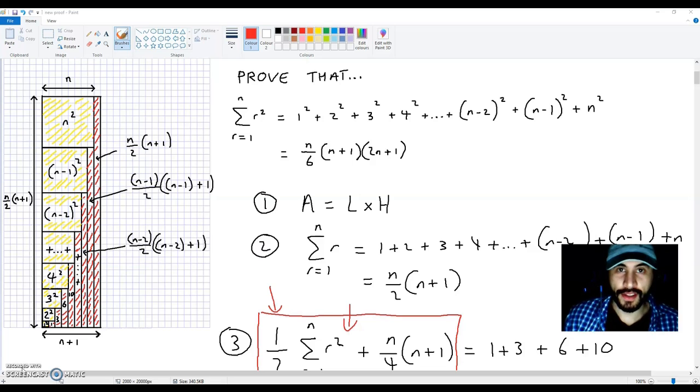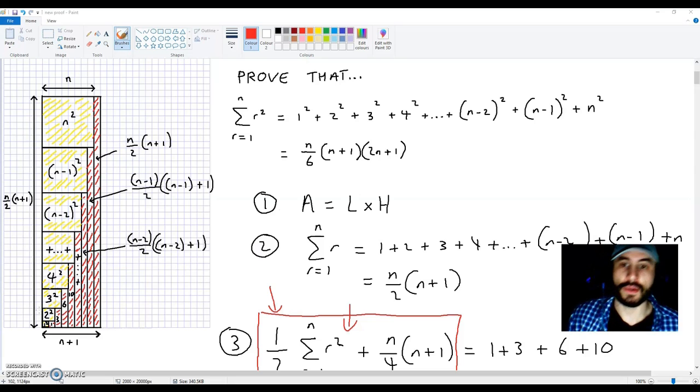The first thing I want you to do now is to have a look at the diagram to the left. It consists of a rectangle, and inside this rectangle you see some squares, shaded in yellow. These squares are equal to 1 squared plus 2 squared plus 3 squared plus 4 squared plus ... plus n minus 2 squared plus n minus 1 squared plus n squared.